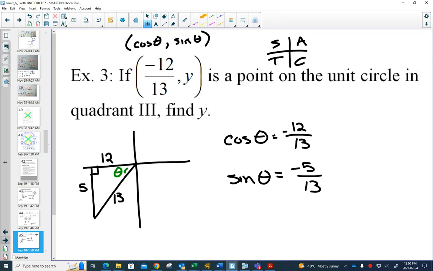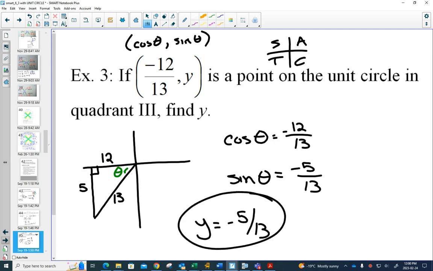Now, we haven't actually answered the question yet, right? Because if you read it carefully, it says, find y. I've done that, but I haven't actually stated it, right? I need to finally say y equals negative 5 over 13, because my y-coordinate is sine of theta. So now I have solved it.